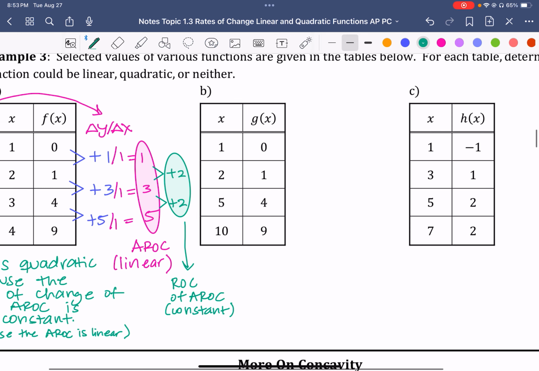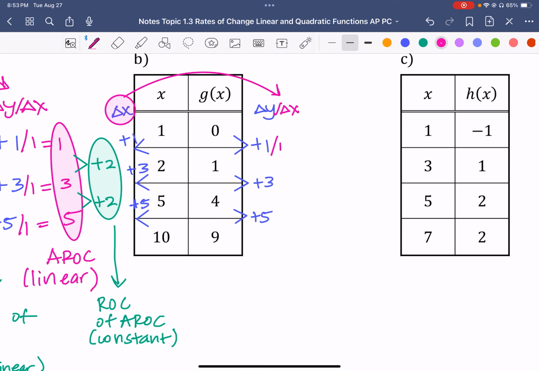Okay, let's try this again. So we're going to find the changes in x for letter B. So I'm going to add 1 here, and then here I'm going to add 3, and then here I need to add 5. And then on the y side, I'm going to have to add 1, plus 3, and plus 5. Remember these are my changes in x, these are my changes in y. I'm going to need to divide these numbers over here so that I can actually find the average rate of change. So we got 1, 3, and 5.